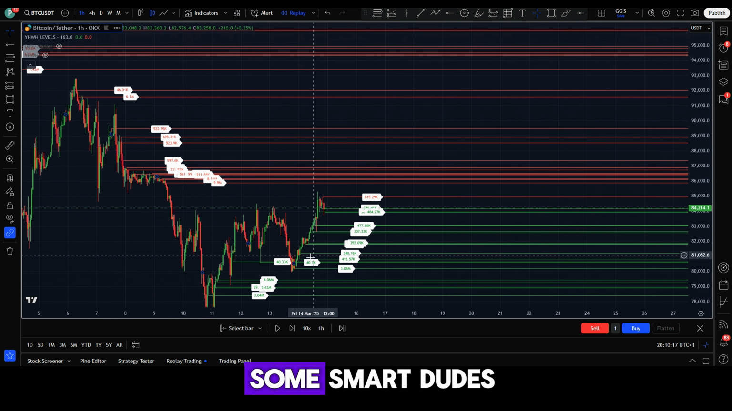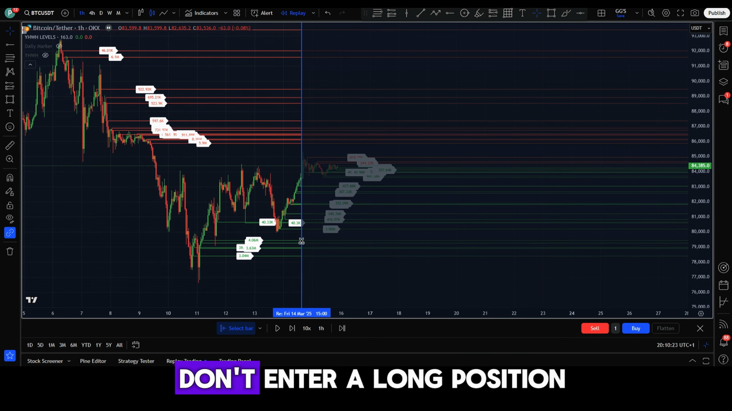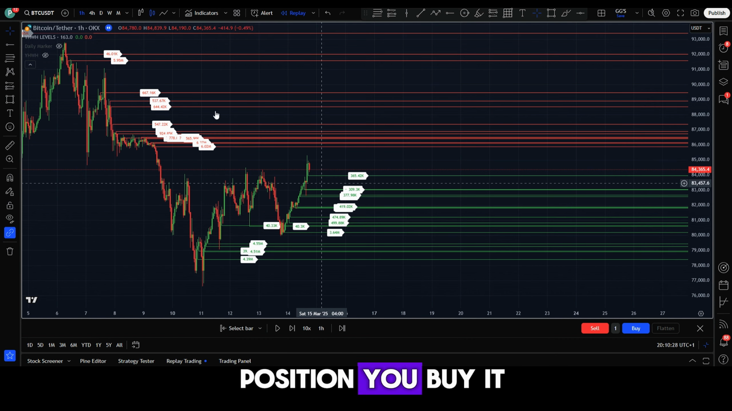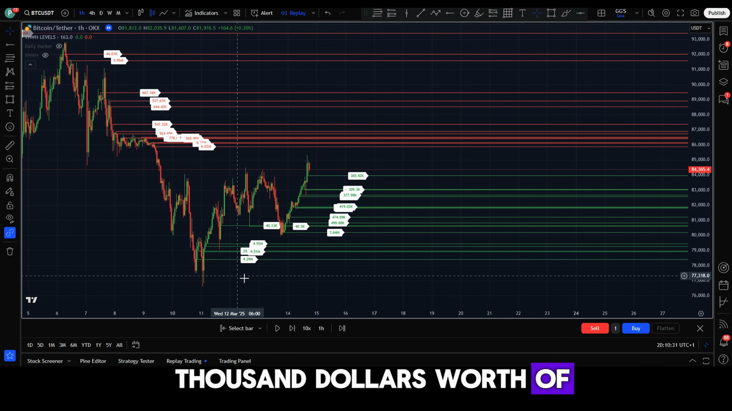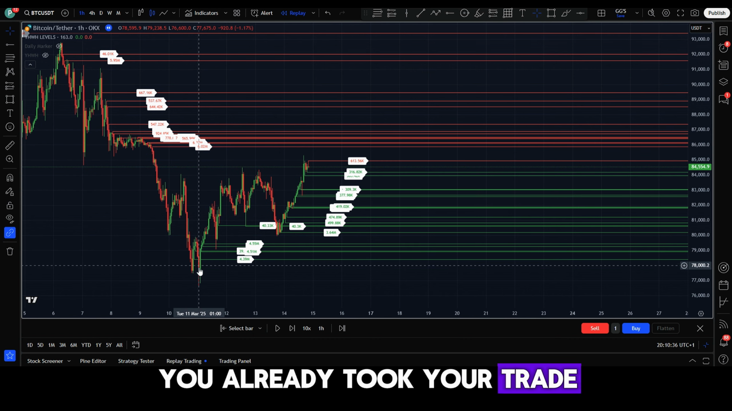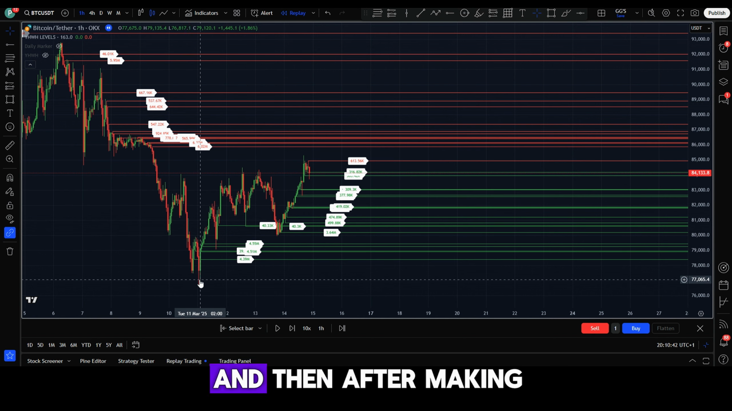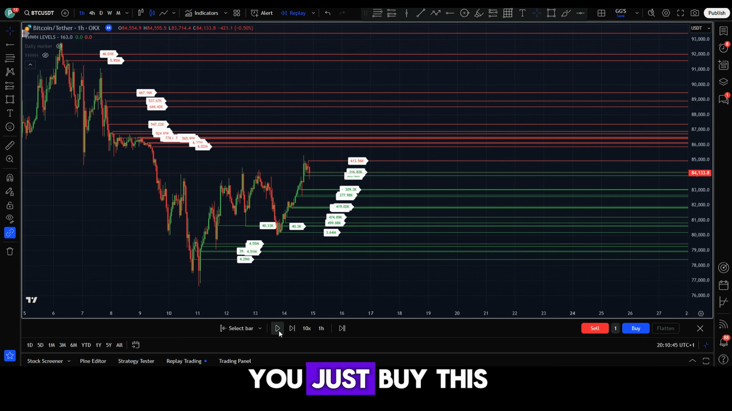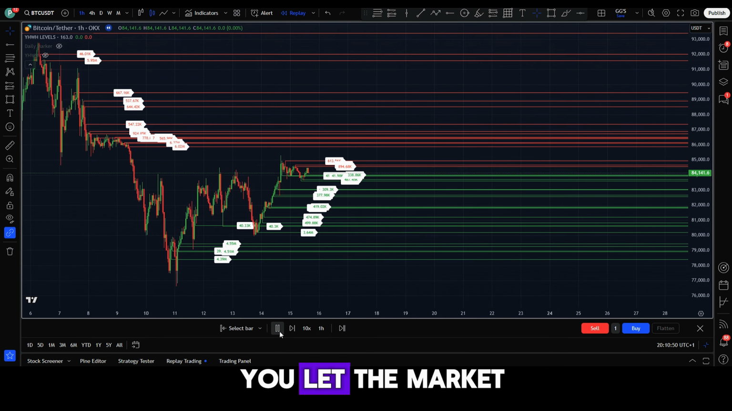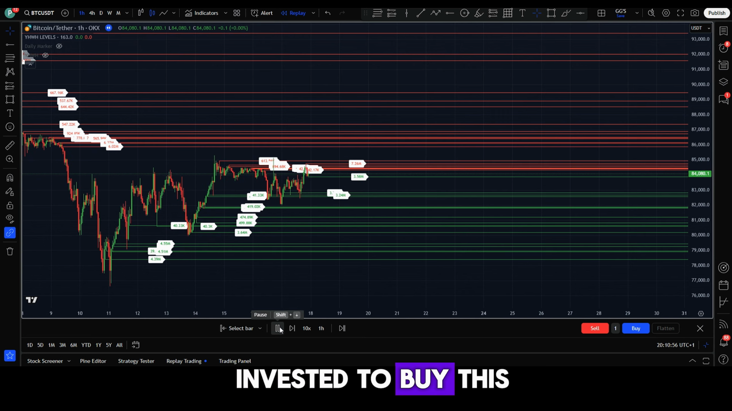And then some smart dudes, what they do is they let the market play. They invest. They don't enter a long position, they buy this asset. Let's say you buy $2,000 worth of this Bitcoin because you believe that it will go up. You already took your trade. Let's say here, this distance, you made $500 or euros. And then after making 500 euros, you just buy this because you know that there's a lot of liquidity at the top and you let the market go up. And now you're making profit with the money you invested to buy this asset.